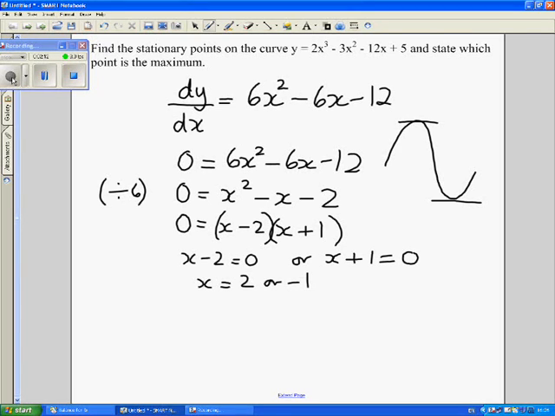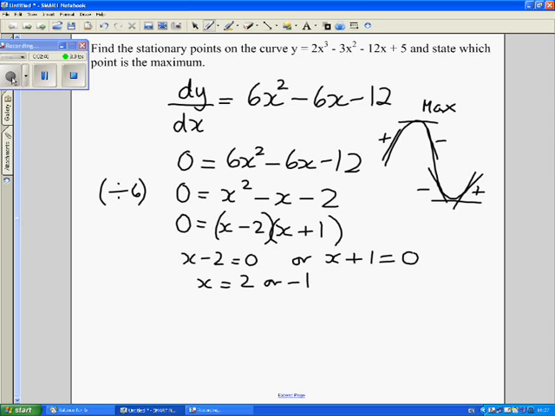Now we need to decide which value is a maximum and which value is a minimum. For a maximum point, the gradient goes from positive to negative. At a minimum point, we go negative to positive. As we're asked just to state which point is the maximum, we need to just examine one of the values. So we're going to look at when x equals 2.